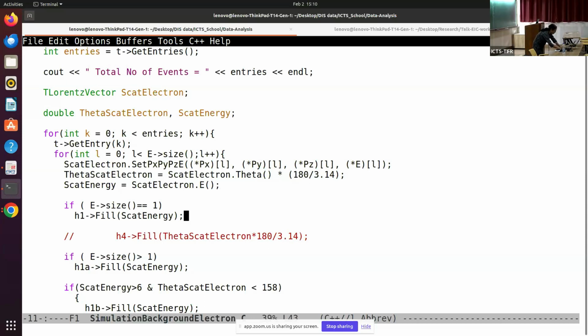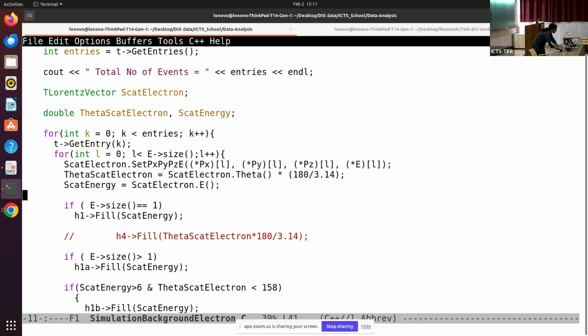Now, I will be telling you about the bump at the lower side. Okay. So what I did, I have this size, as I said, in the final state I ideally expect only one electron, but there may be more than one electron. Okay, let's do that study.